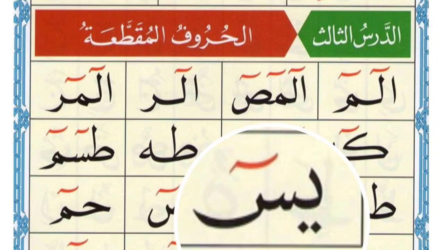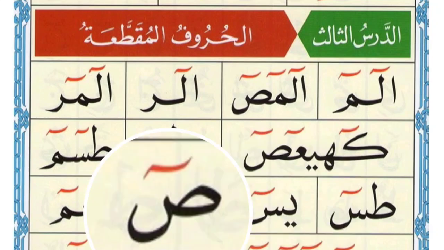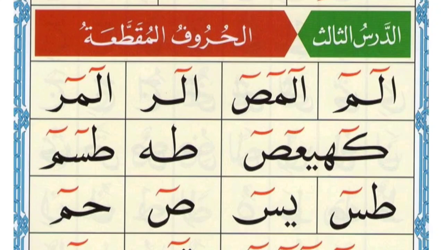Alright? The next complex is Ya, then the Seen letter. You're going to see them at the beginning of Surah Yasin, and you have to read them like this: Yasin. The next one is only the letter Sad, and you also see it at the beginning of Surah Sad, and you have to read it like this: Sad. We made 6 counts here because the letter Sad contains 3 letters inside it.